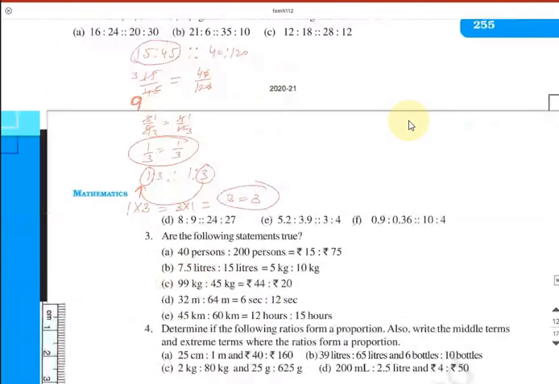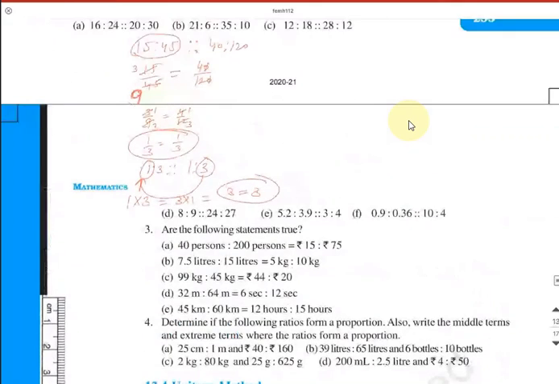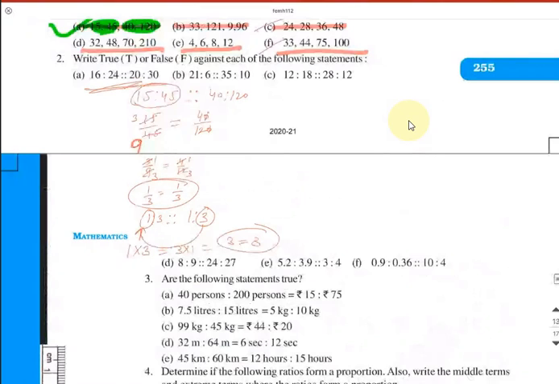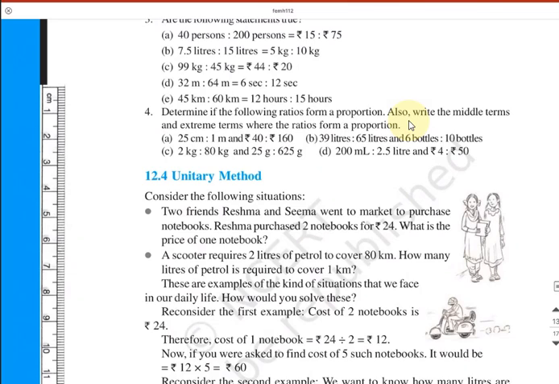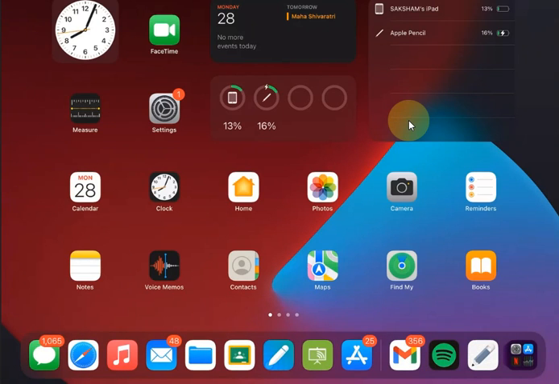Okay. So now question number 2. You only have to tell true or false. If the multiplication of extremes is equal to the multiplication of what? Middles, we can say that yes, they are in proportion. Just a minute, beta. That battery is less charged, so it is stopping. So let the battery charge for 2 minutes.